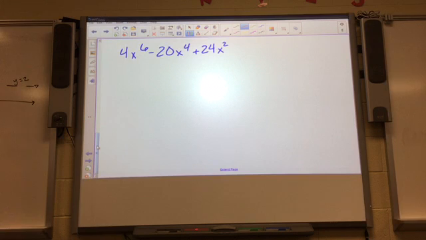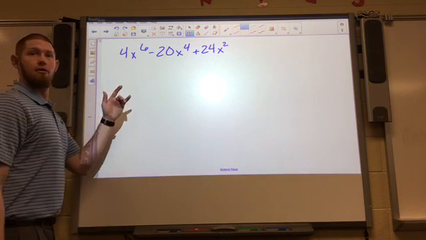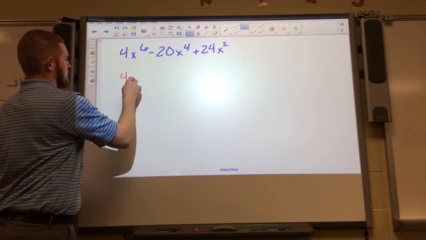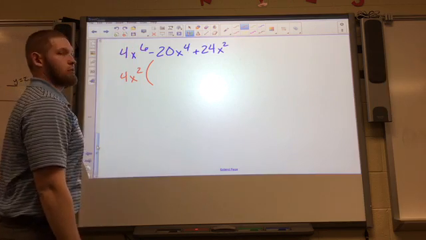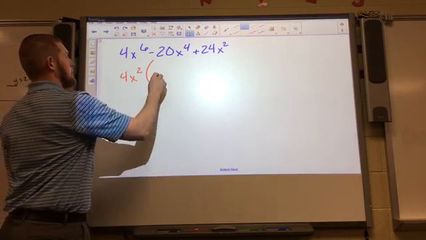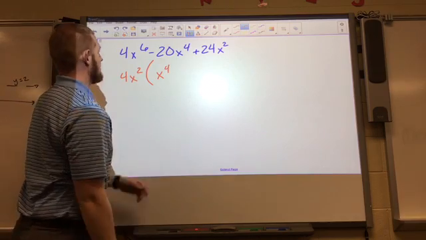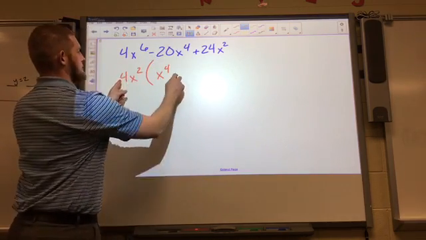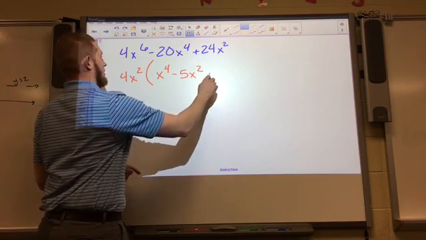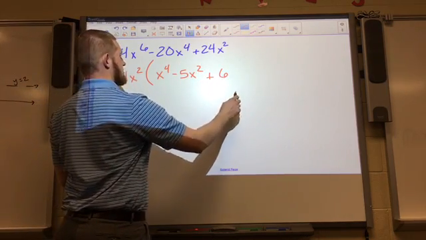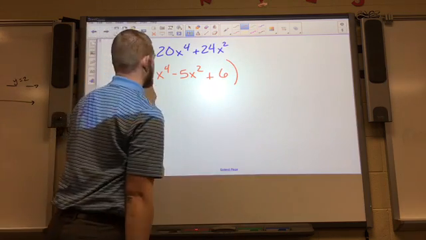Now, the first thing you should always do is try to simplify this down. Is there something, just some number, I can take out of all of this? Of 4 and x squared. So let's take out our 4x squared. Okay, so that makes it easier. When I divide 4x to the 6th by 4x squared, what do I end up with? X to the 4th. Negative 20 divided by 4 is negative 5 x squared plus 6, just 6, right?